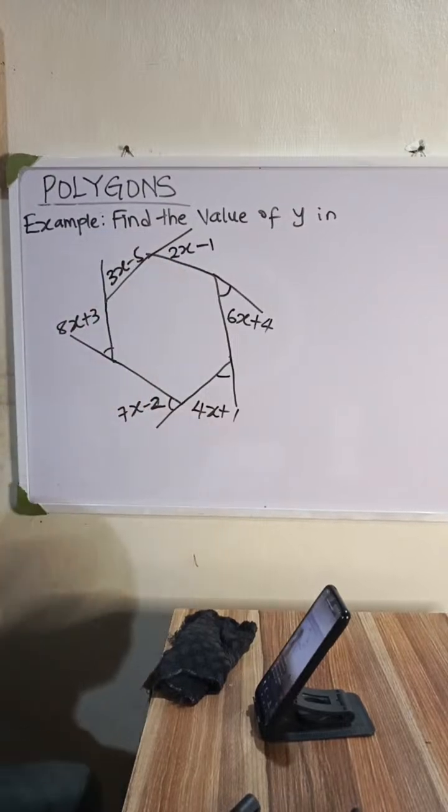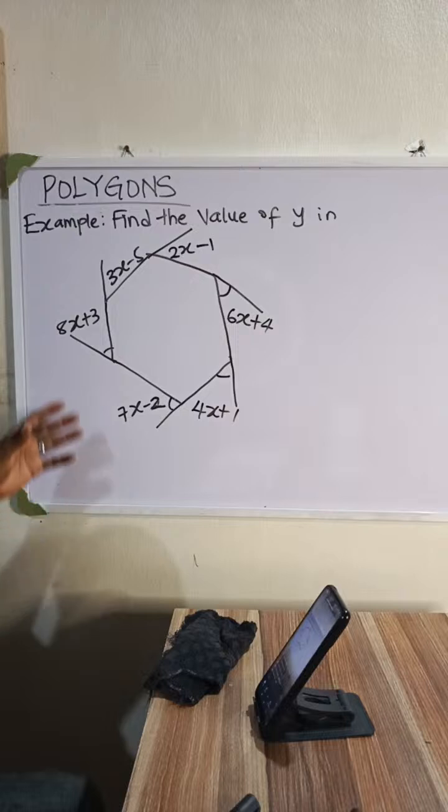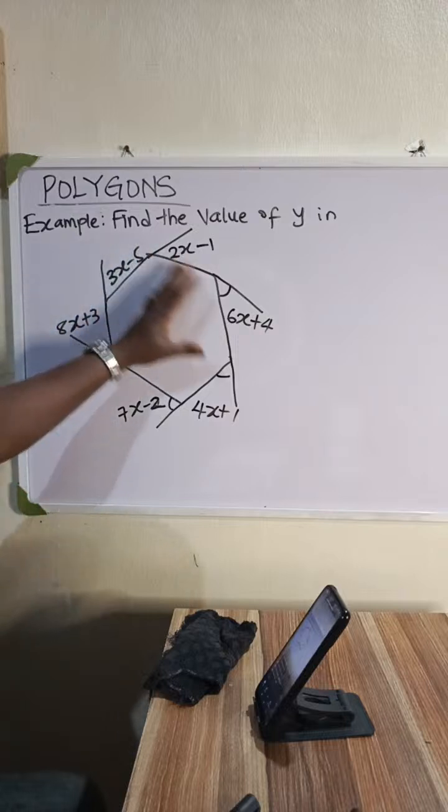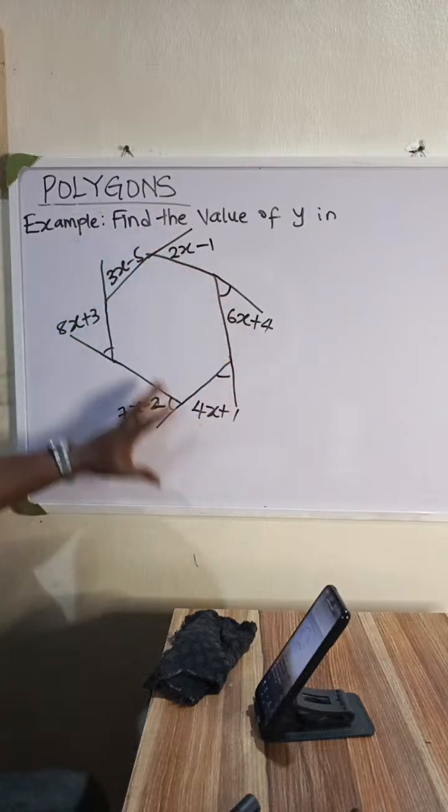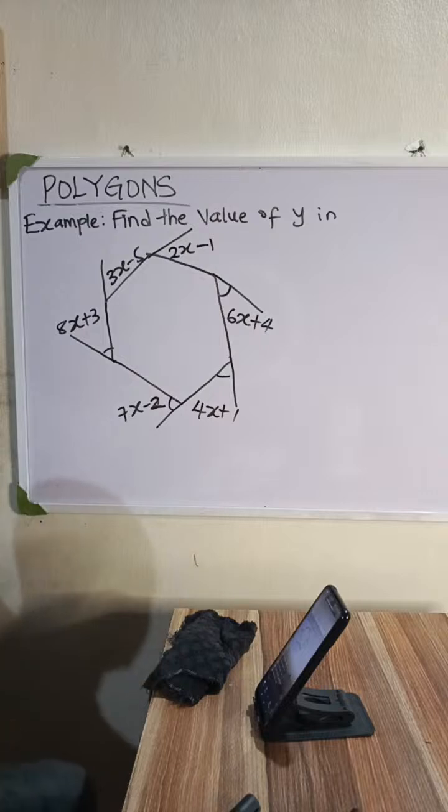Okay, so you can be given a question like this. It seems complex, but it's quite easy. As long as you are able to remember that the sum of exterior angles of a polygon is equal to 360 degrees. So that's the most important thing.